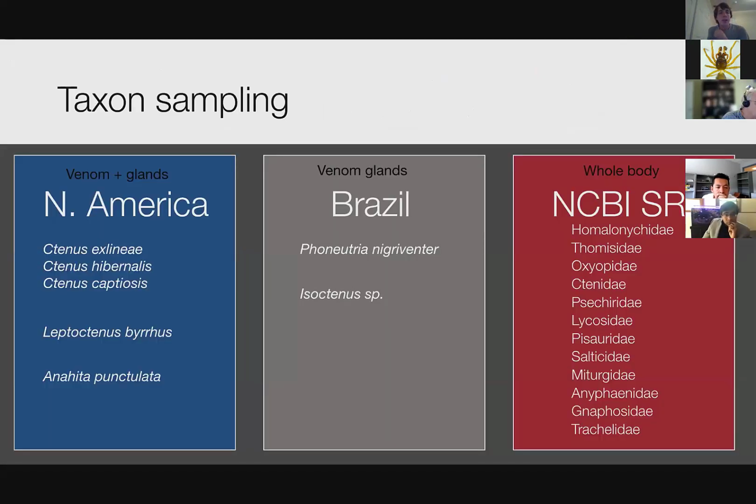I collected venom and venom glands from all of the US Ctenids that I mentioned before, and was also able to get some samples from Brazil, Phenutria nigriventer, and another species of Isotenus. I also retrieved transcriptome data from the Short Read Archive from different members of spider families in the RTA clade as outgroups.